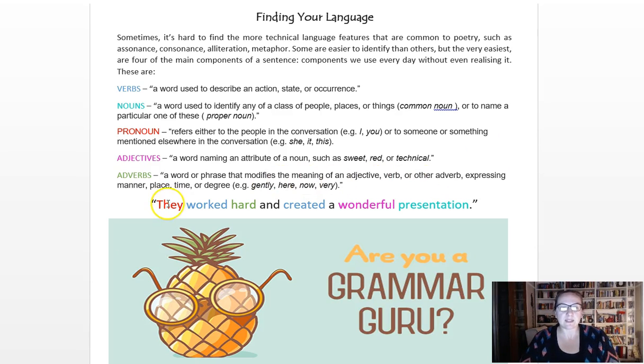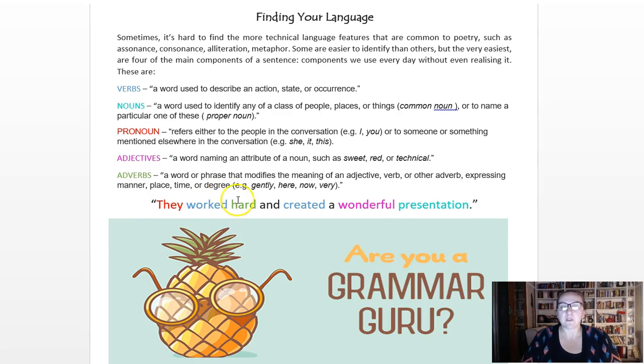Now I've written a little sentence down here to try and give you an example of where all of these different grammatical terms fit in. So the sentence is, they worked hard and created a wonderful presentation. So I've broken them down. My pronoun is they because I'm referring to people, to a group of people. It's also third person if we're talking about point of view because I'm talking about them. Point of view is also meaning that I'm talking in plural because I'm talking about more than one person.